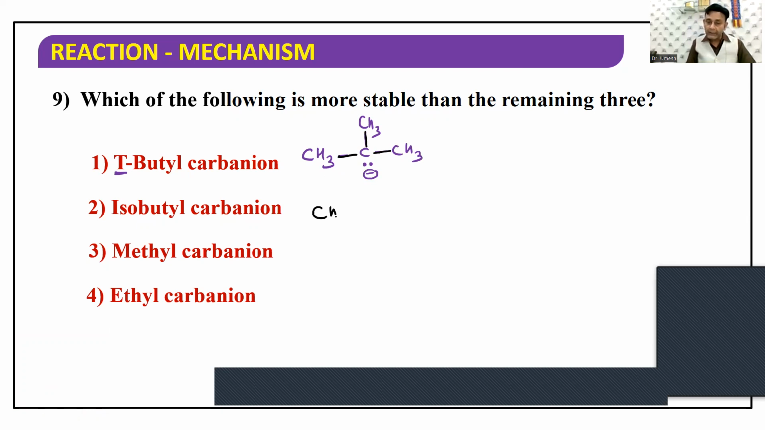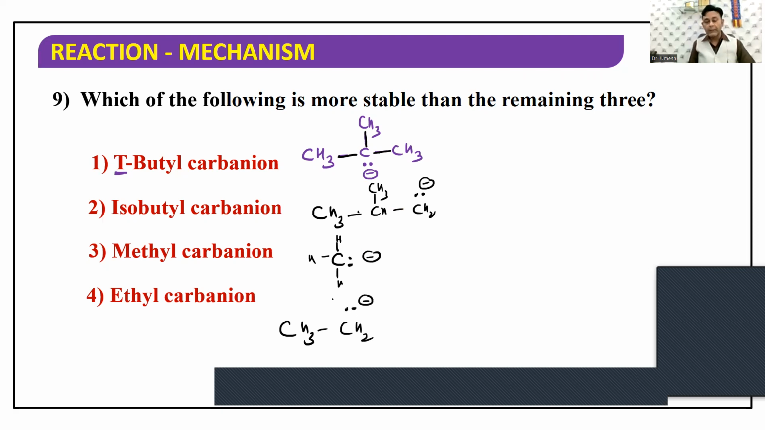Now isobutyl carbanion is this one. The plus inductive effect, right? This is isobutyl. Methyl carbanion is this one. And ethyl carbanion, ethyl means 2 carbon atoms here with a negative charge. The 4 structures I have drawn here all carry a negative charge. The basic idea about the stability is: more the charge, less the stability. Understand? More charge, less stability.